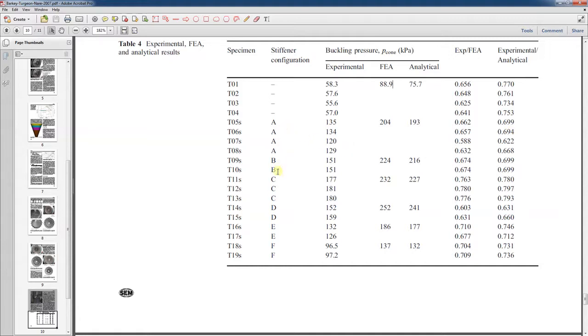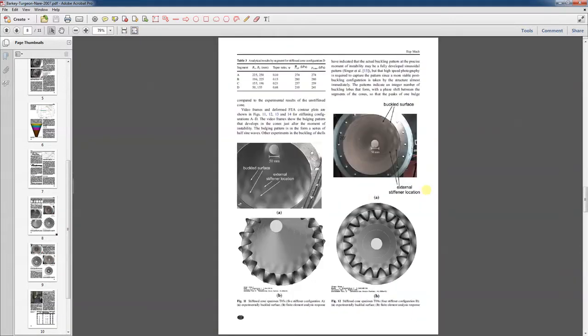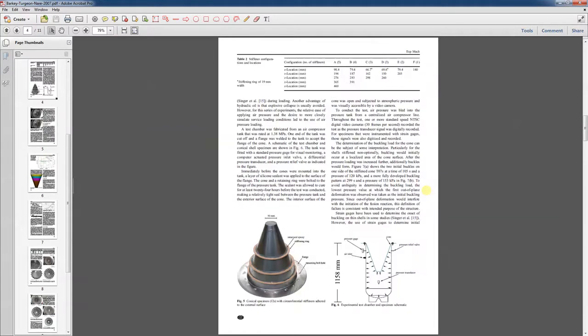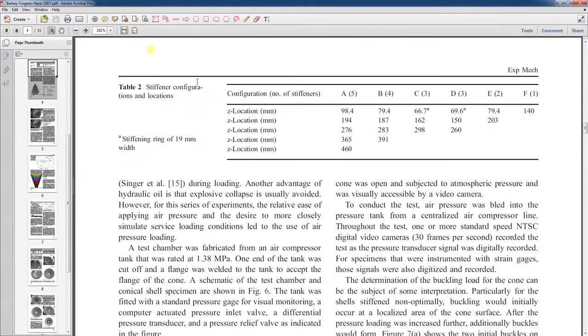Now I used A, B, C, D, E, and F stiffening ring configurations, and those are outlined in the paper as well, in this table right here. Okay, so these are the Z locations for the 5, 4, 3, 2, and 1 stiffening ring configurations. Of course, we also had a 0 stiffening ring as well. All right, so I think that'll give enough of a background.